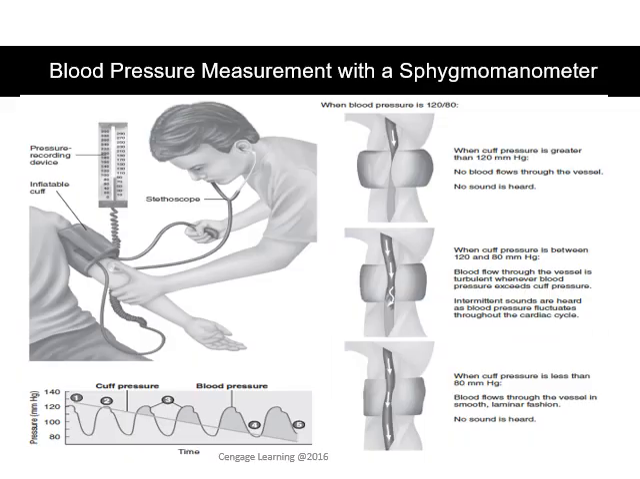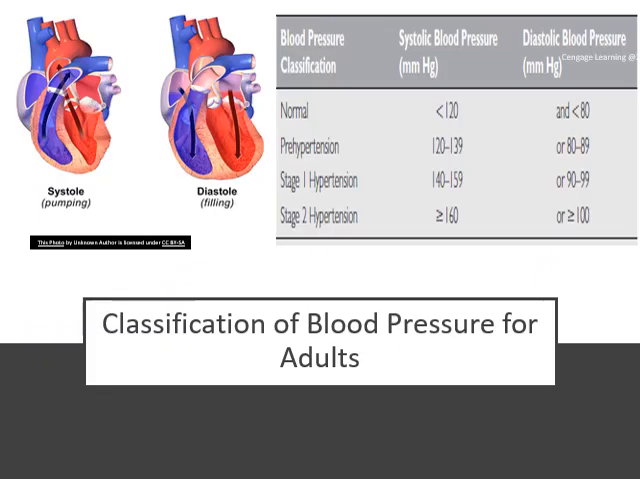Blood pressure is measured in millimeters of mercury. A stethoscope is used to listen to the sounds made by blood vessels while a cuff is pumped with air around a person's arm. Be familiar with the classification of normal blood pressure. Normal blood pressure is defined as a systolic blood pressure less than 120 millimeters of mercury, and a diastolic blood pressure less than 80 millimeters of mercury.